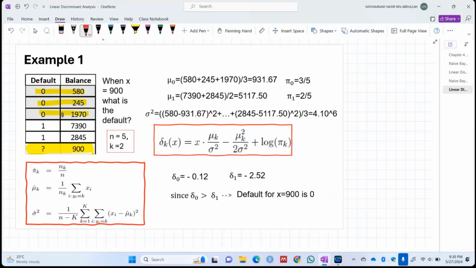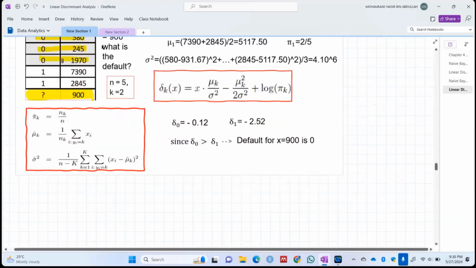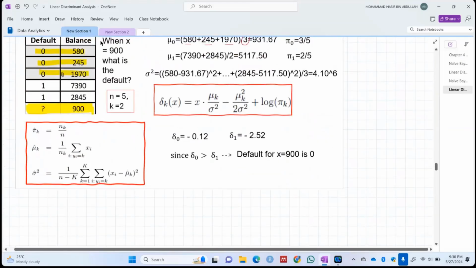So this should be 500 plus 245 plus 1970 divided by 3. We have 3 observations. So we will get 931.67. This is the concept. Later on, we will look at how to calculate in example number 2.